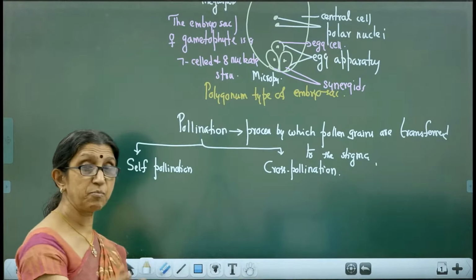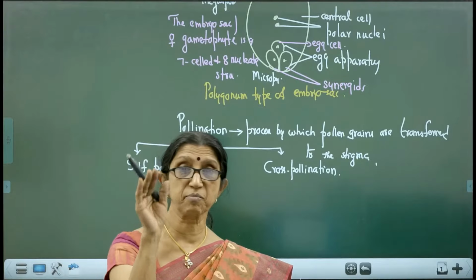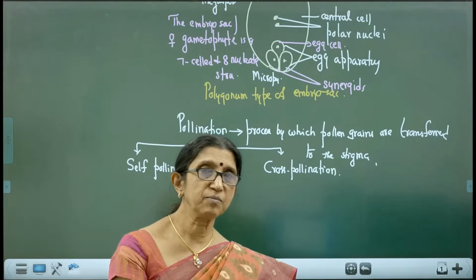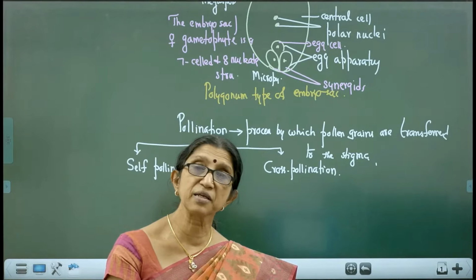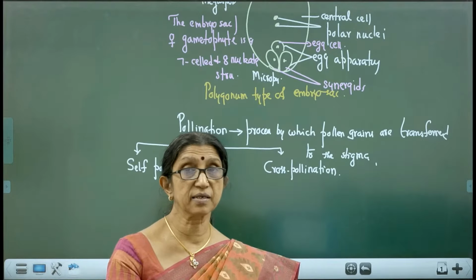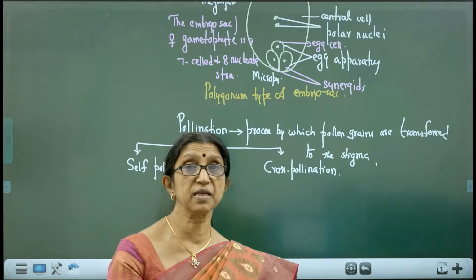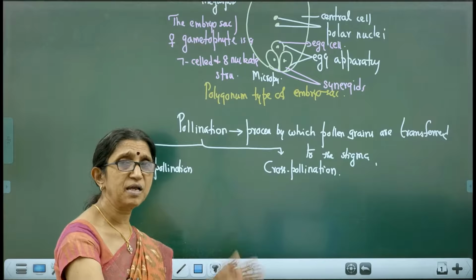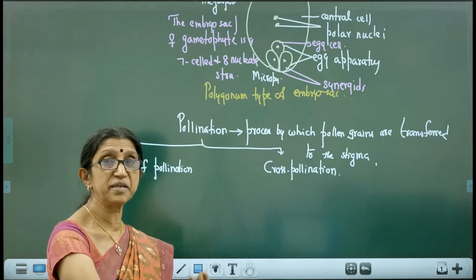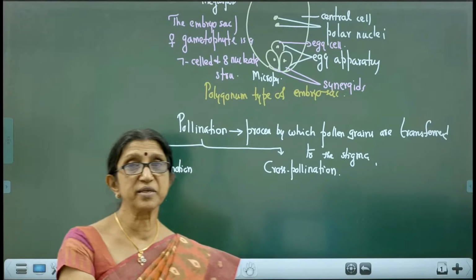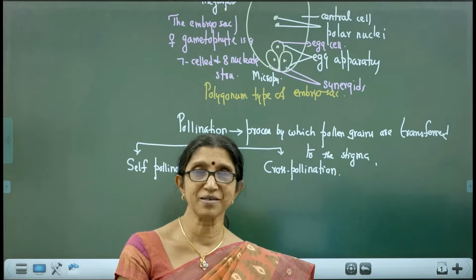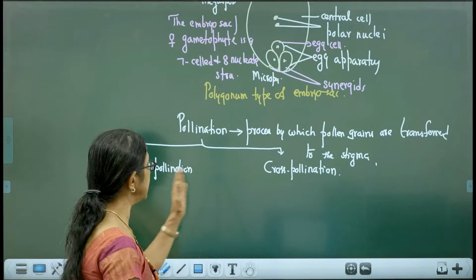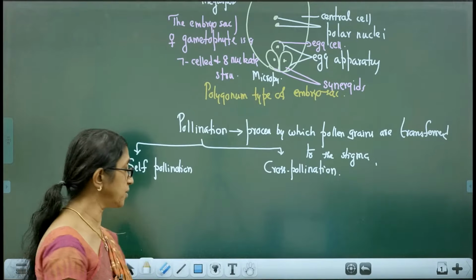In self-pollination, pollen grains are transferred from the anther to the stigma of the same flower. Whereas in cross-pollination, we can see transfer of pollen grains from one flower to the stigma of another flower. It can be between two varieties, two species, and rarely two genera. Nature prefers cross-pollination over self-pollination because cross-pollination can bring about variation in the resulting progeny. Remember, such variations are very important for a process to occur in nature. What do you call that process? It is evolution. So nature prefers cross-pollination over self-pollination.